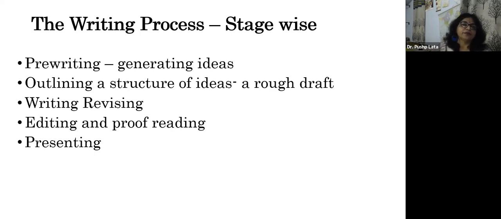Editing and proofreading. Once you have finished writing, then you need to edit it. You need to be really meticulous when you are doing the editing of your manuscript. You need to put in a great amount of effort. You need to be very observant.